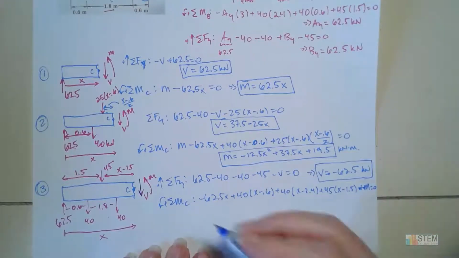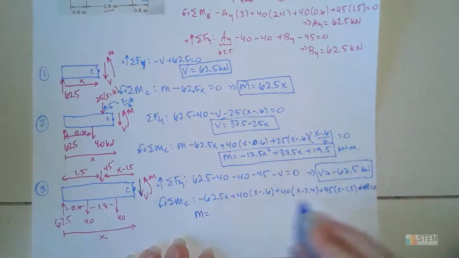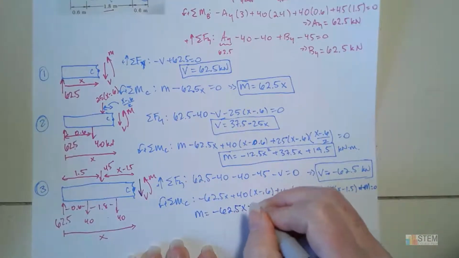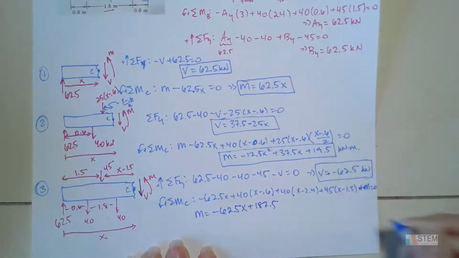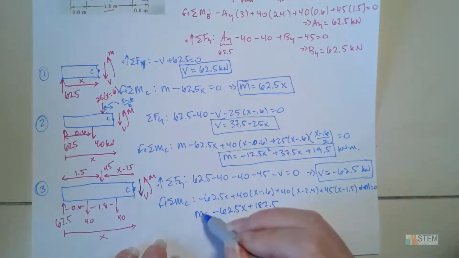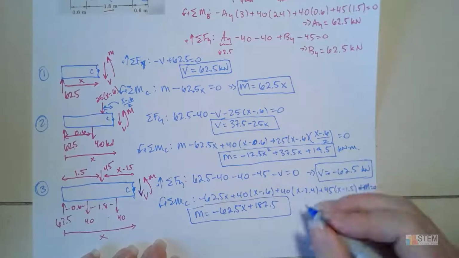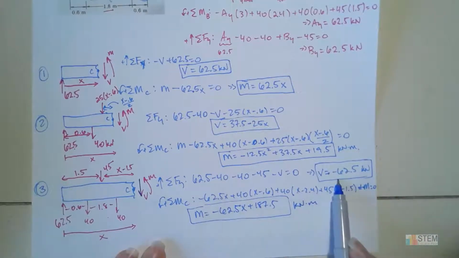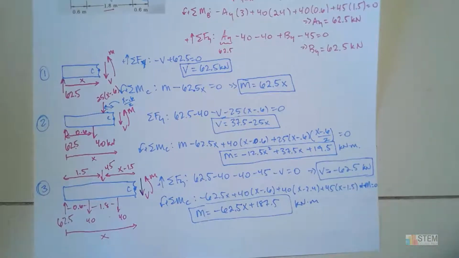So now let's solve for m. And after you group up your terms and everything, you're going to get negative 62.5x plus 187.5. All right, so that's what we have for this one. And this is kilonewton meters. Notice again, you take the derivative of m, you're going to get v. All right, so notice that relationship. Okay, so now we have all of this. We're ready to actually do the shear moment diagram.